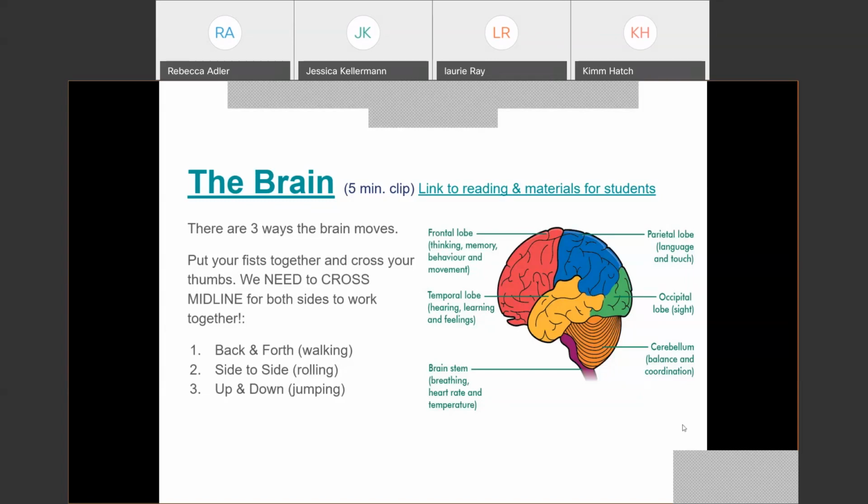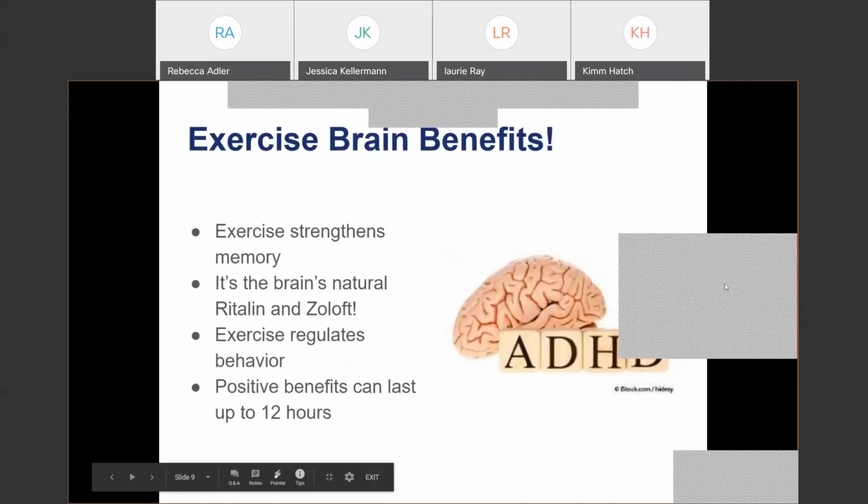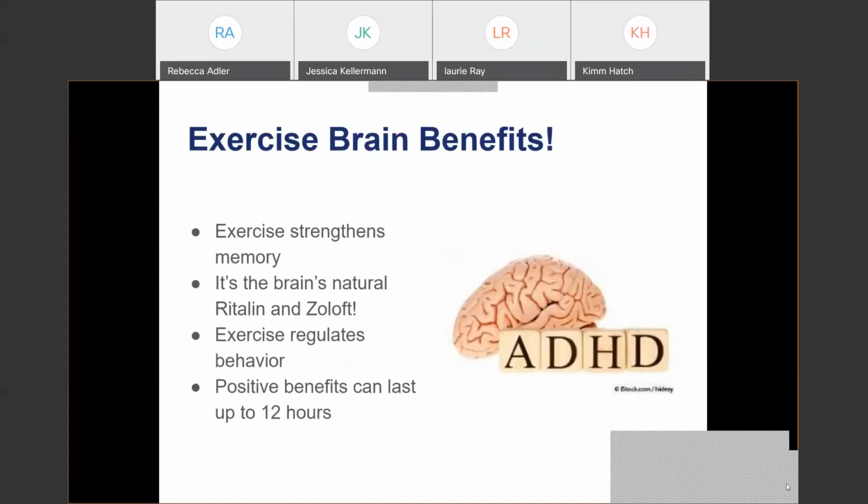The next slide is going to stress the importance of exercise and the brain benefits. So your brain, when you exercise, you're building those memory muscles within your brain. It's also a natural Ritalin and Zoloft. So as far as calming your kids down and also getting them kind of pumped up to a place where they can take ownership of their learning and absorb everything in their surroundings. It's a super effective tool for regulating behavior.